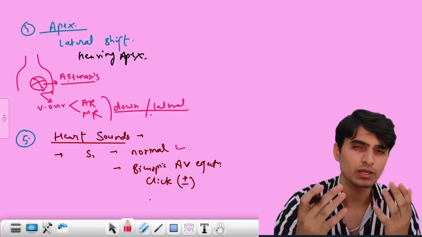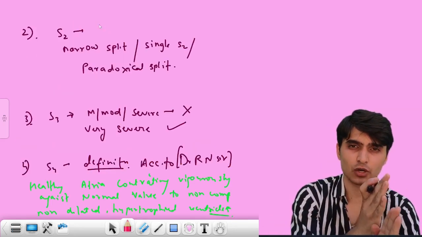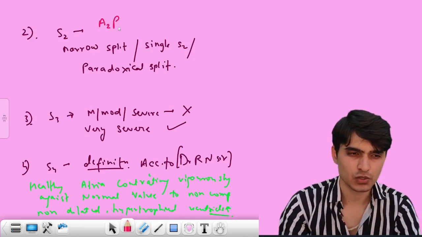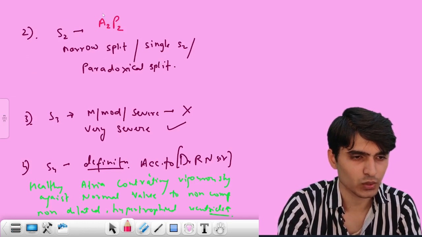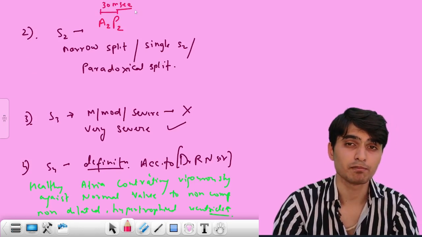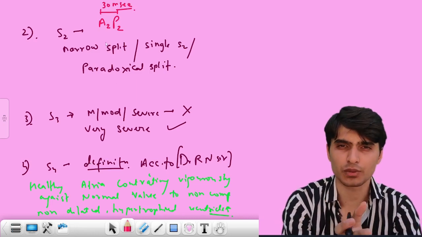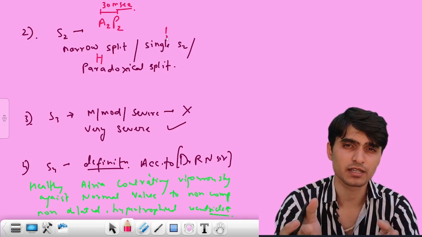S1 is normal. Now in the case of S2, that is basically a narrow split or single split or the reverse split. So that is basically your A2, P2. Now A2 is 30 milliseconds prior to P2, right? So this difference becomes narrower, and in the case of the very severe variety, that even becomes reversed.